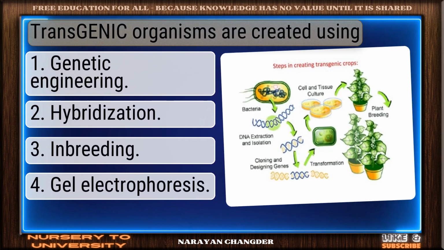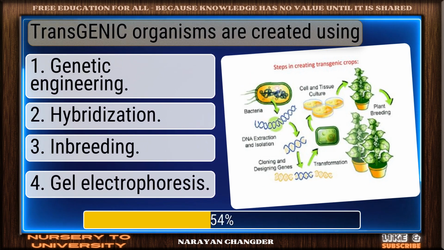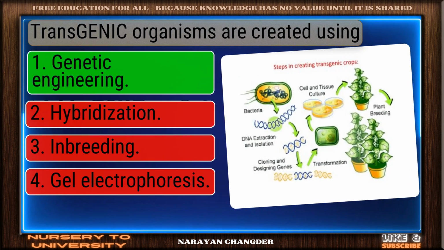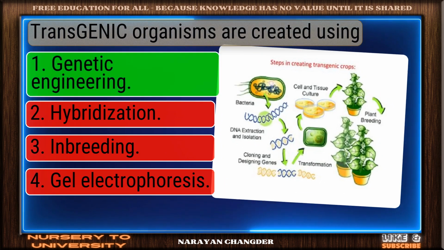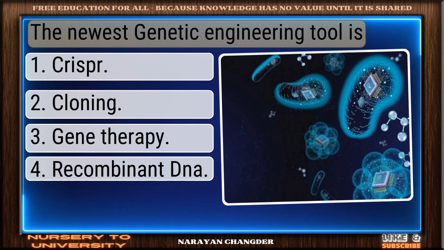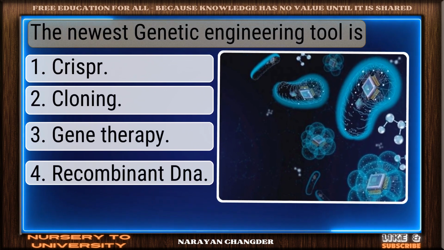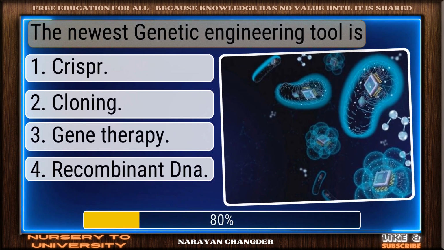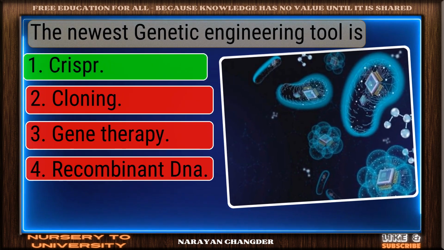Transgenic organisms are created using. Well reasoned. Genetic engineering is the correct choice. The newest genetic engineering tool is. Right again, CRISPR is a valid answer.